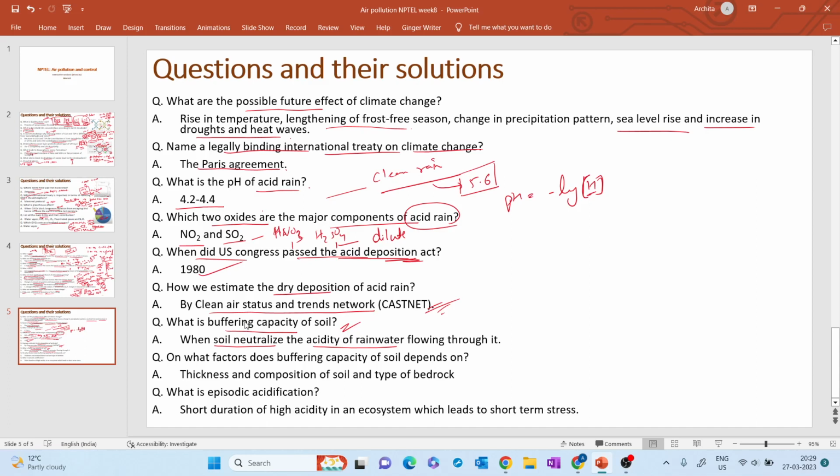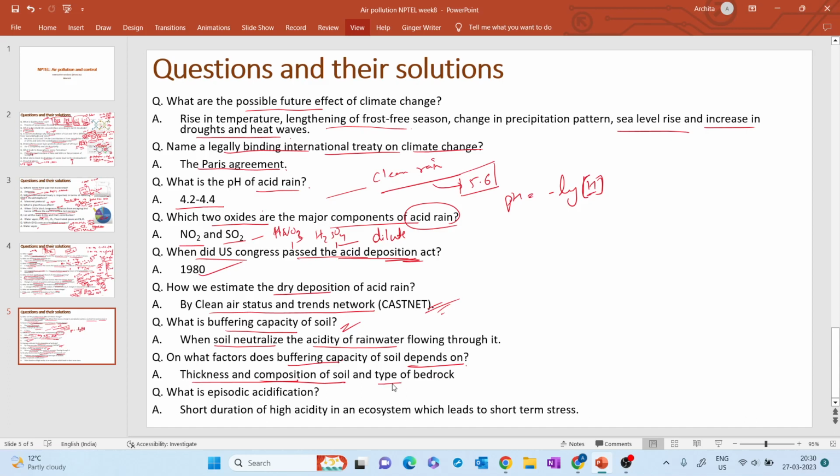Next is what this buffering capacity depends on, and that is the thickness and composition. So some soils, for example a loamy soil or black soil, I don't think could do the neutralization. You have different types of soil, right? So you need to know which type of soil is how effective in doing the buffering. And the composition of soil depends on whether it has calcium carbonate or magnesium or not. All of these factors will depend.